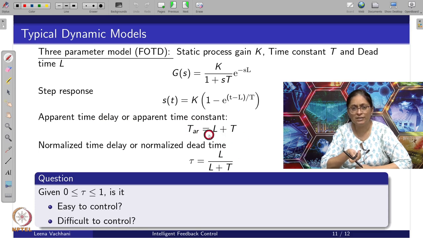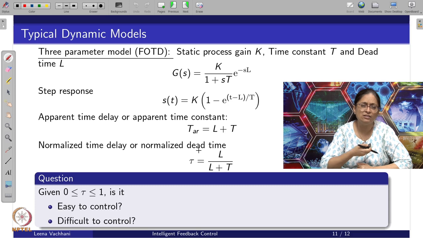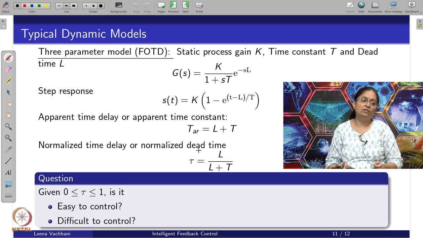So this way of representing the average residence time has a wonderful idea behind it. If I consider a normalized time delay, which is given by L by L plus T, then with the help of this normalized time delay, if I have identified it, I will be able to say whether the system can be easily controlled or is going to be difficult to control. Difficult to control as in the fine tuning of the PID will require a lot of effort as compared to the systems I am saying are easy to control.